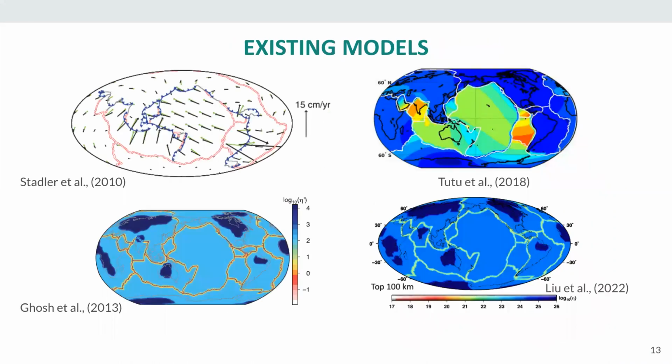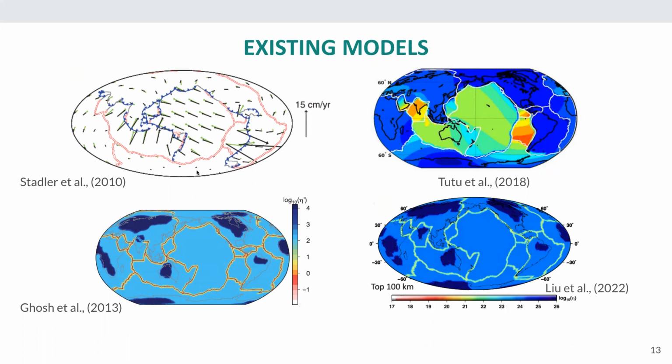We have several existing global mantle flow models. For example, if we look at the top left, this is the model by Cambridge Globe, and the models I show here are all trying to model the observed surface velocities and match them with the GPS velocities. And we see that they get a reasonable fit.